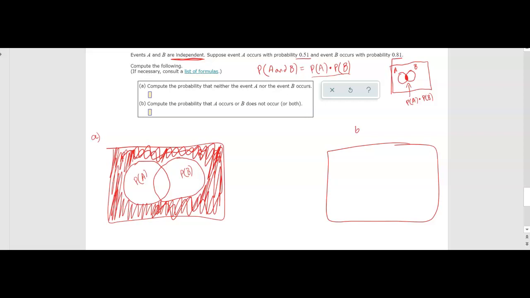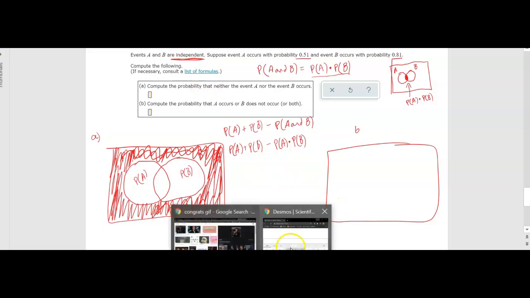If we want to find this total white area, we're going to have to do the probability of A plus the probability of B, but then we're going to have to subtract the probability of that overlap, where the A and the B together. And now that we know this formula, it's not too hard. We're just doing the probability of A plus the probability of B minus the probability of A times the probability of B. Okay, so let's go ahead and do that real quick, and we'll find this answer.